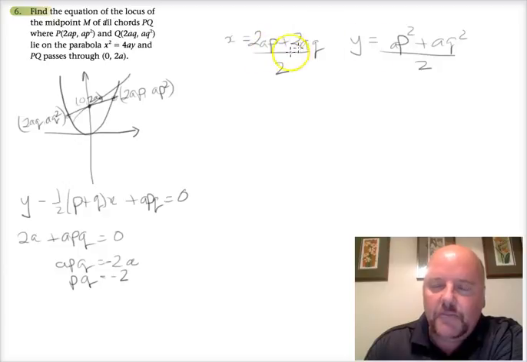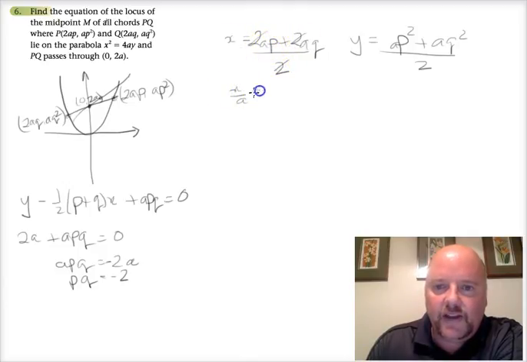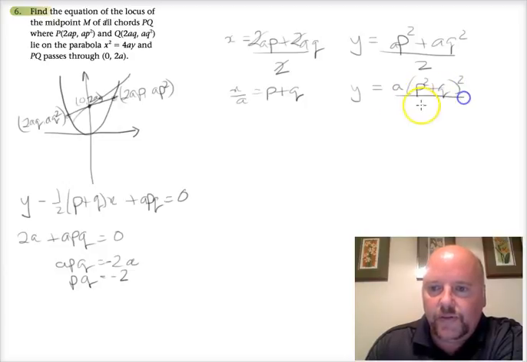Now somehow I need to combine these two things together to get an equation just in x and y. And this is what I can do. These twos can all cancel, and I'm going to take a factor of a out and divide both sides by it. So I'll get x on a equals p plus q. This part over here, I'm going to take a factor of a out and write it as p squared plus q squared on 2.